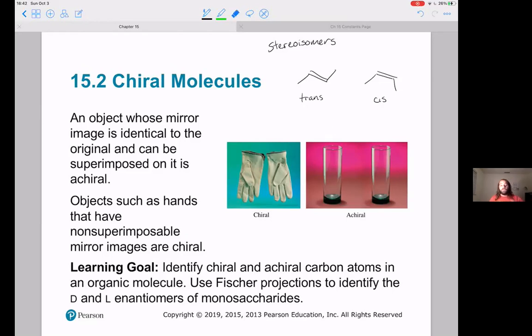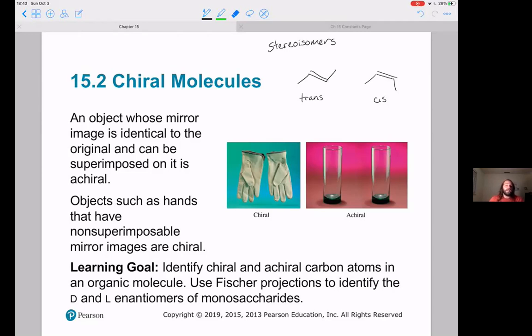Now we're going to talk about a new type of stereoisomer called a chiral molecule. Okay, so these were cis and trans. That really applies to alkenes. Now we're talking about chirality, which applies to organic chemistry molecules. We didn't really encounter this concept in organic chemistry, but we could. You would if you were in the 2-semester-long course. But we are going to talk about it because it's really important for sugars.